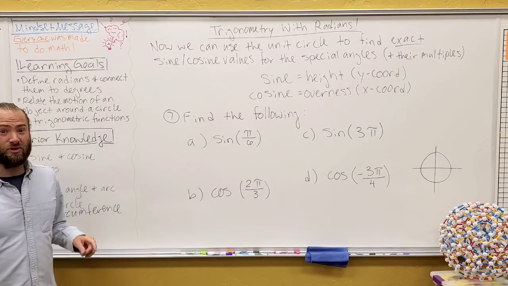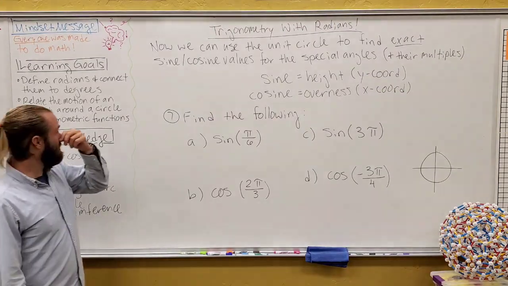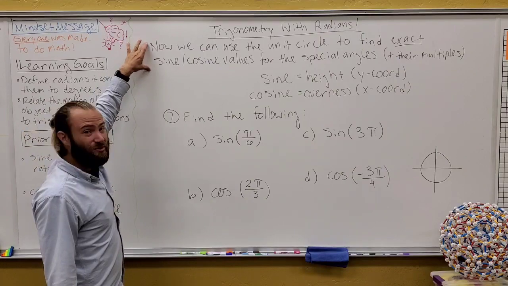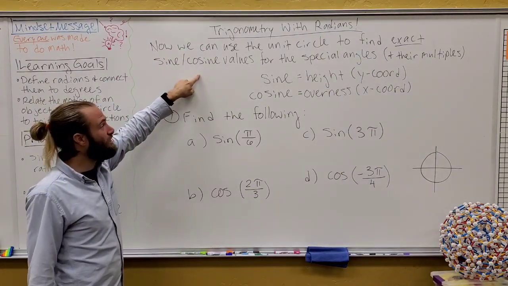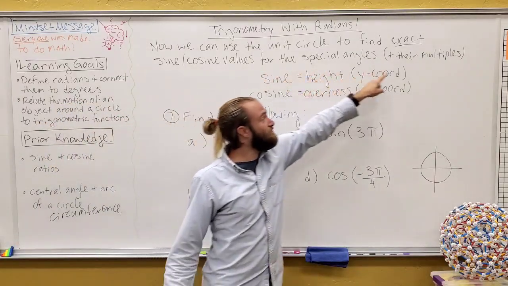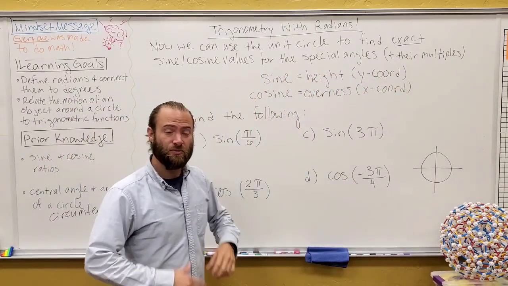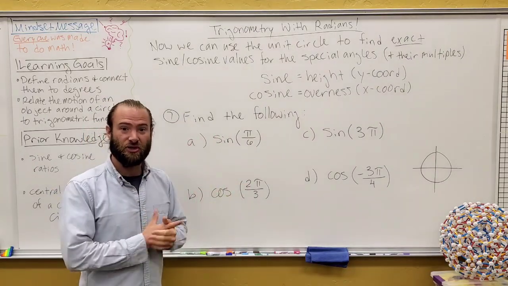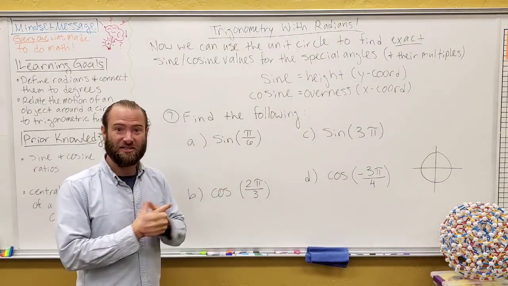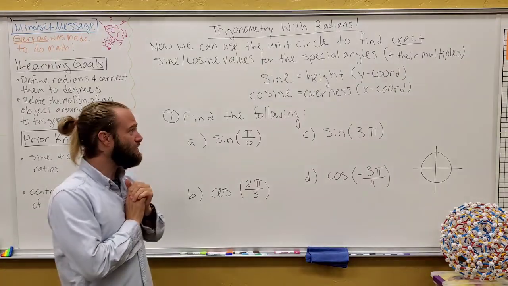All right, we're on our home stretch. This is where everything has been leading to. So now we can use the unit circle to find the exact sine and cosine values for the special angles or their multiples. Because we just looked at, in quadrant 1, you can find all those special angles from the special triangles, and then we can find the exact sine and cosine values and ratios.